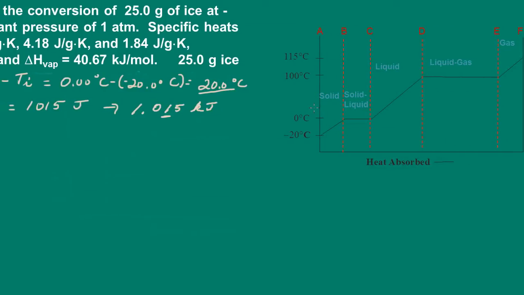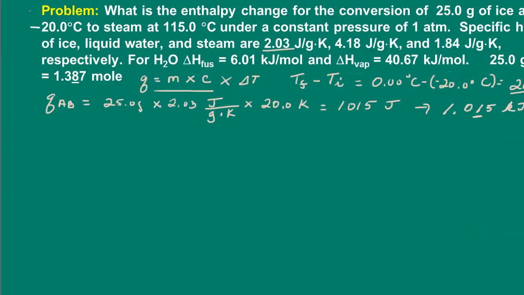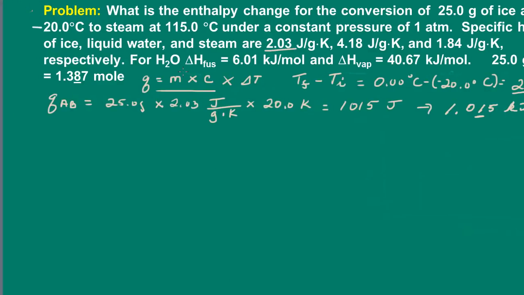So here we're going from B to C, and here the temperature remains constant. This is the phase change. Well, we're given the enthalpy of fusion, right? So all we need to do here then, and I'll just put B to C, is we have 6.01 kilojoules per mole. But how many moles of ice do we have? We have this 1.387 moles.